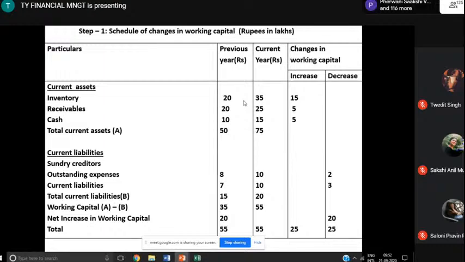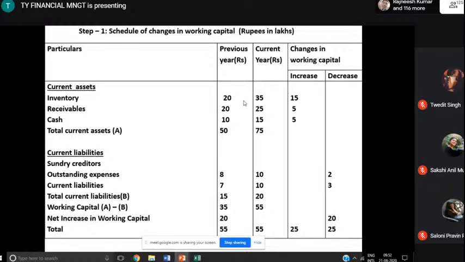Now total current liabilities, perfect. I repeat, there is nothing as current liabilities in the question. Okay. Total current liabilities 15 and 20. Perfect. Say yes, no. Yes, sir. Now 50 minus 15, 35. 35 lakhs. 75 minus 20, 55. We started with an opening balance of 35 lakhs, ended with 55 lakhs.